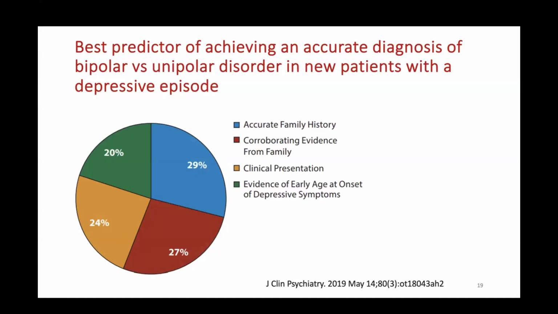The best predictor of achieving an accurate diagnosis of bipolar versus unipolar disorder in new patients with a depressive episode is accurate family history. So somebody just comes to you with a case of depression, and you talk about the family history. If you take a proper family history, there is a 30% chance you will diagnose somebody's bipolar correctly. If there is corroborating evidence from a family member, again a 30% chance of making a correct diagnosis of whether it is a unipolar depression or a bipolar depression. Based on the clinical presentation, 21 out of 4 you can diagnose correctly as bipolar, even if the presentation is depression. And there is a 20% chance of making a correct diagnosis from the evidence of early age at onset of the symptoms.